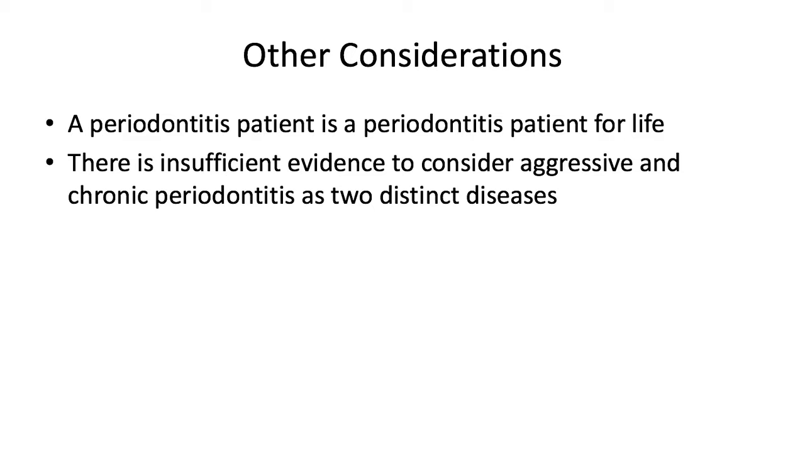And despite substantial research on aggressive periodontitis since that last 1999 workshop, there's currently insufficient evidence to consider aggressive and chronic periodontitis as 2 pathophysiologically distinct diseases. So that distinction is no more.